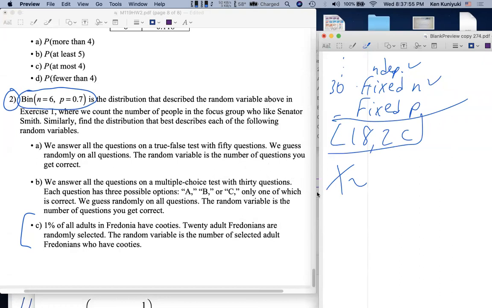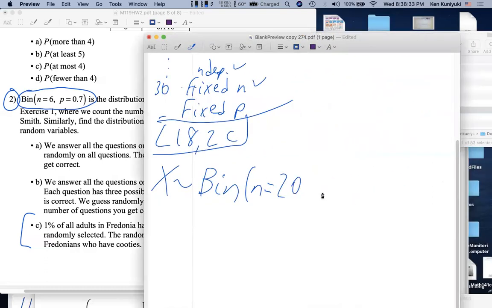Remember, we're assuming independence, because we're assuming that there are millions of Fredonians and we're just getting 20 of them. So we assume independence. And we have a fixed number of people in our study, and we're assuming this 1% doesn't change in the middle, so they don't discover a vaccine right in the middle. What kind of distribution is it? It's called binomial. Yes. N equals what? How many people are in our study? 20, correct. Again, you don't need units, but 20 adult Fredonians. You don't have to put the unit.